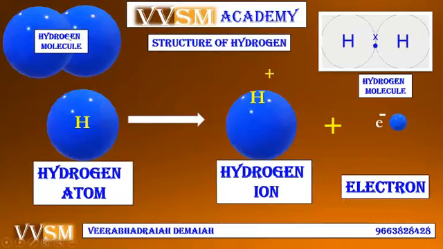This is a hydrogen molecule: the sharing of two electrons between hydrogen atoms together forms the hydrogen molecule. When a hydrogen atom loses its electron, you get the hydrogen ion. This is the hydrogen ion and this is the electron, a fundamental particle of an atom.